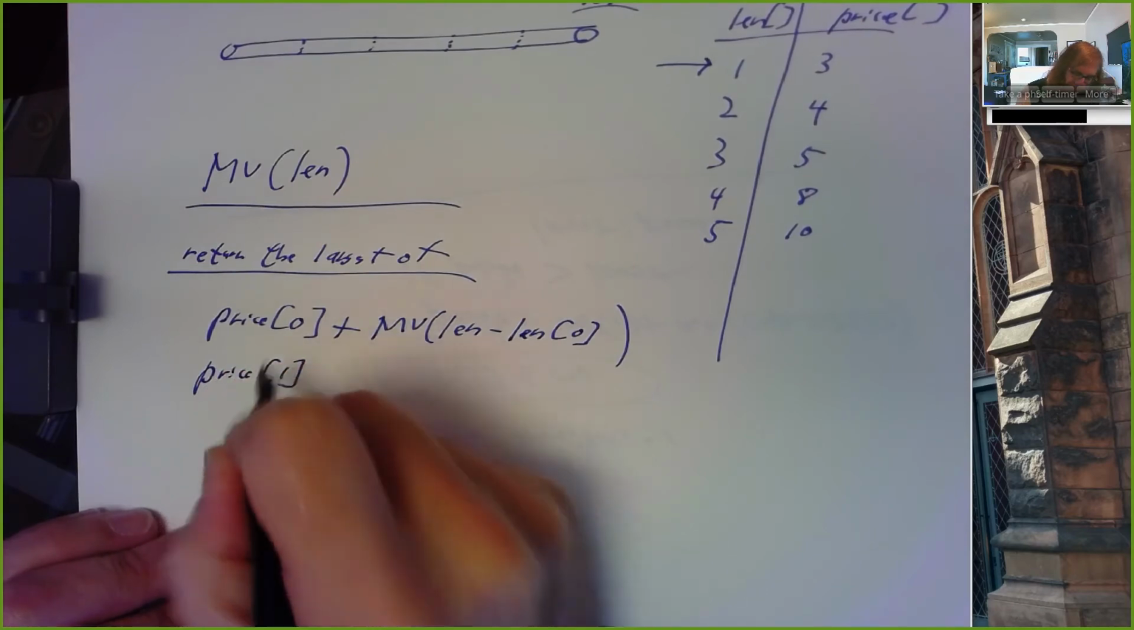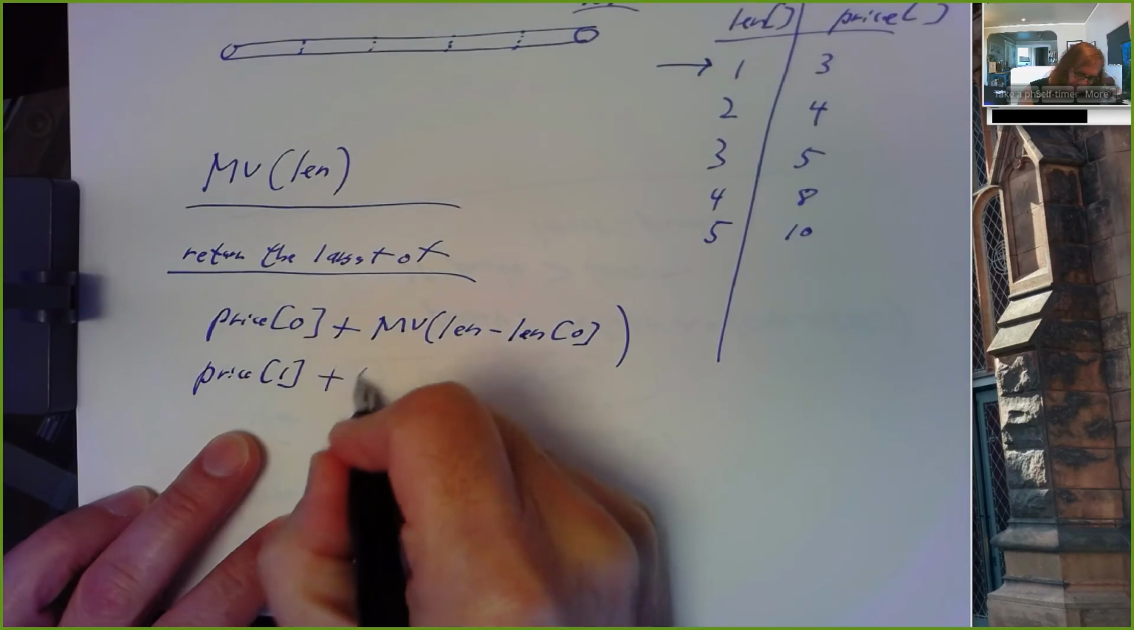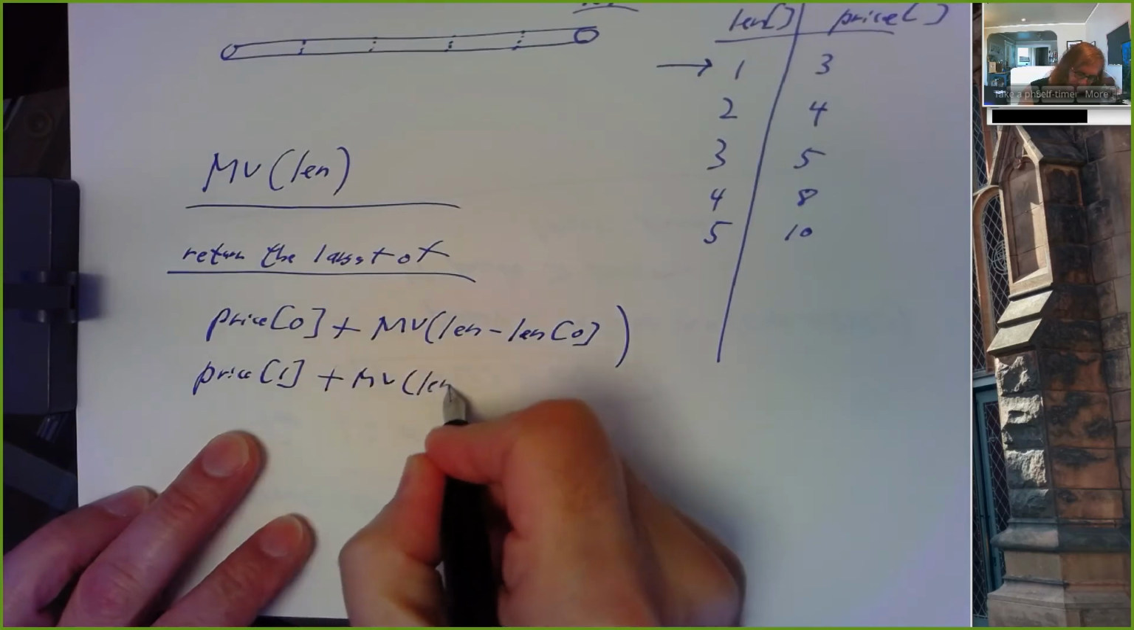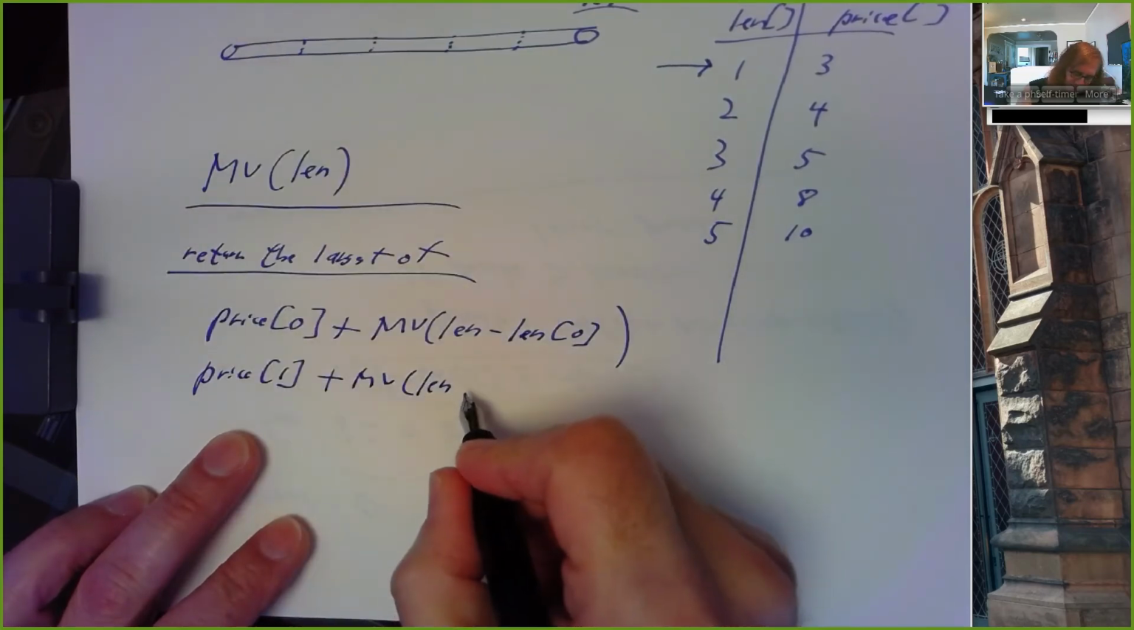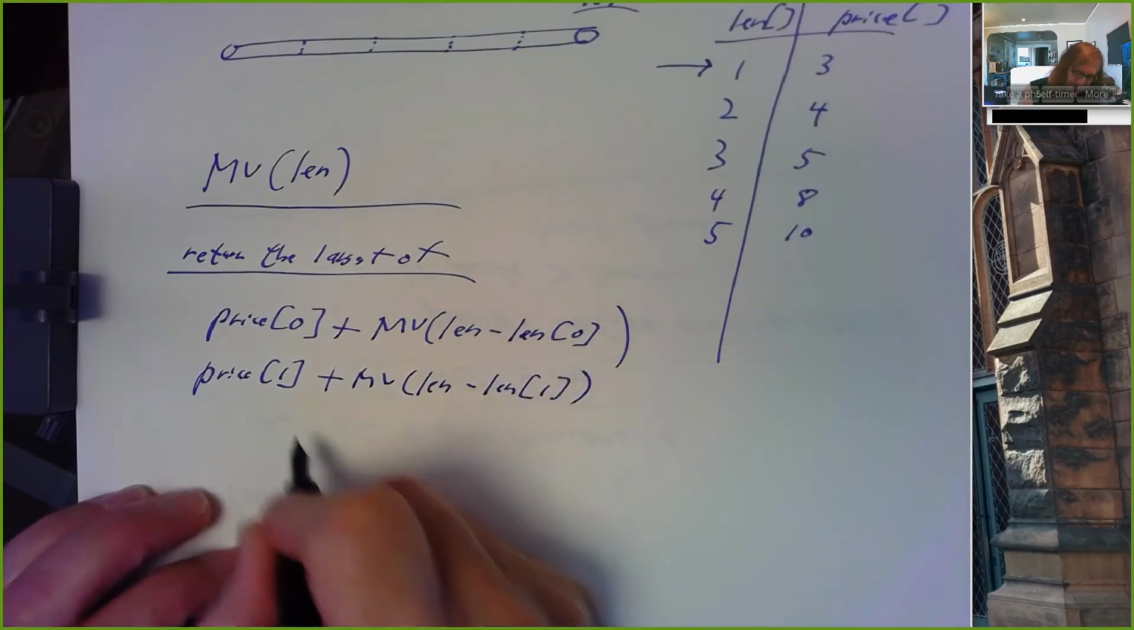And if we decide to start with this 2-inch piece, we get the value of that plus the maximum value that we can get by cutting up a rod with the original length diminished by the length of the rod we just cut.